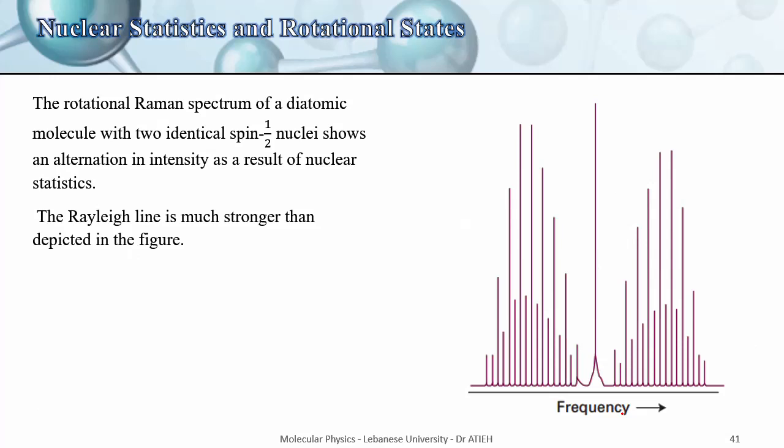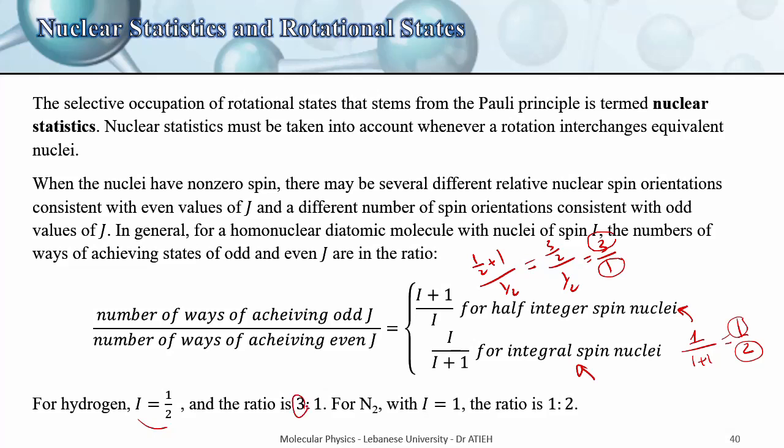So due to nuclear statistics, we can find in Stokes and anti-Stokes lines high and low intensities due to the occupation. This figure here corresponds to a spin half, for example, for the H2 molecule. The rotational Raman spectrum of a diatomic molecule with two identical spin half nuclei shows an alternation in the intensity as a result of nuclear statistics. So you can see one up and one down, going back to the previous point: for every 3 molecules in odd J, there's only 1 molecule in even J.